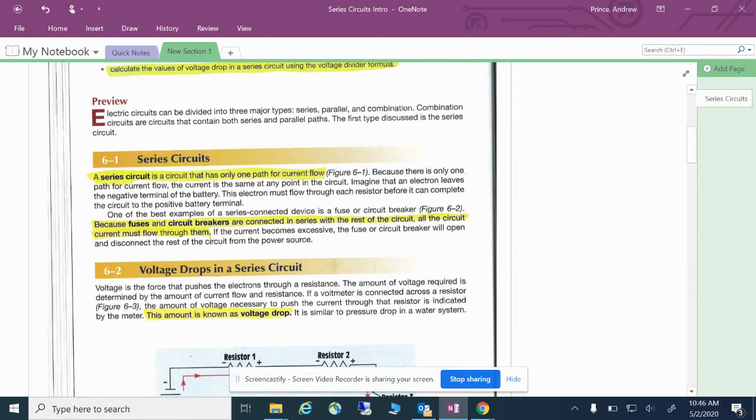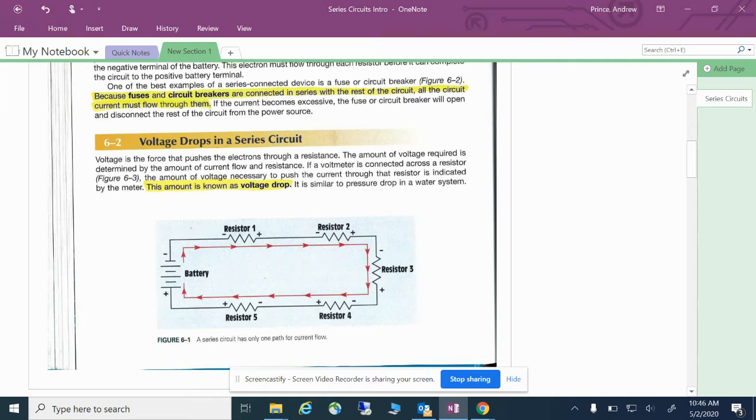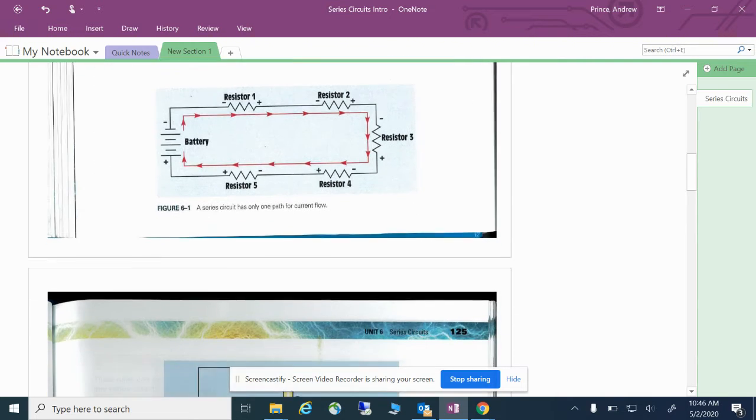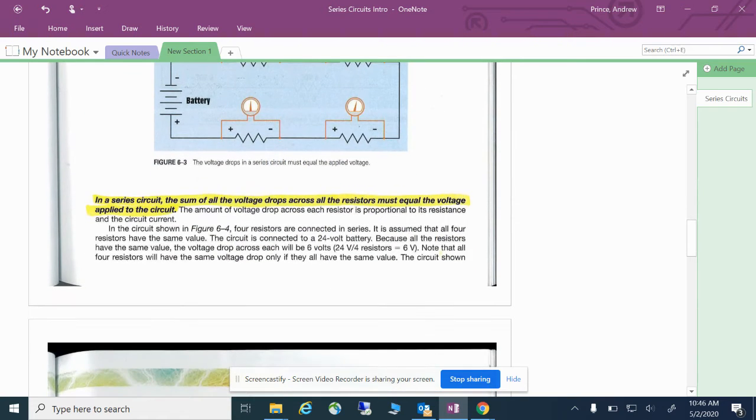Now, I got a couple other things. Series circuits only have a single path for current flow. That should be pretty obvious to everybody, and they got a couple diagrams in here. But I want to get down to the rules where we talk about things to remember. There are two of them that are going to come in real handy, and we're going to be using them in almost every single one we do. So right here, pay special attention to this area.